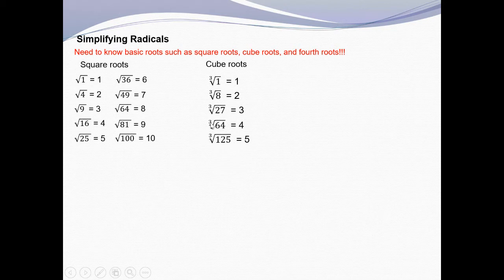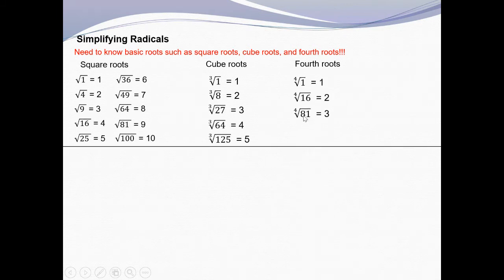Same thing with 64. It's saying what number multiplied by itself 3 times will give you 64. So the answer is 4, because 4 times 4 times 4 will give us 64. You can see the pattern from the cube root of 1, cube root of 8, and cube root of 27. So at least know up to the cube root of 125. Again, the more that you know, the better off you'll be. For the fourth roots, at least know all the way to the fourth root of 81. So please try to know all these, and if you can learn more, you'll be better off.